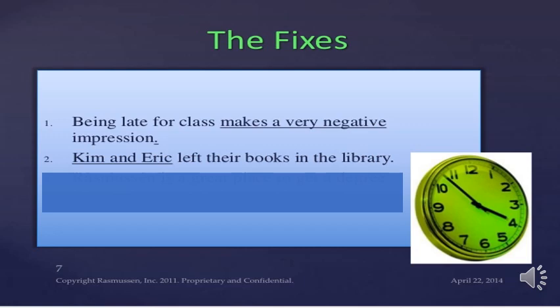Here we add a verb and it gives a complete thought. The sentence gives a complete thought, so this is a complete sentence: being late for class makes a very negative impression. The second one: Kim and Eric, this is the subject, left their box in the library. This is also a complete sentence. So we change the fragment into a complete sentence by adding a verb or a subject. Is it obvious? I hope so.